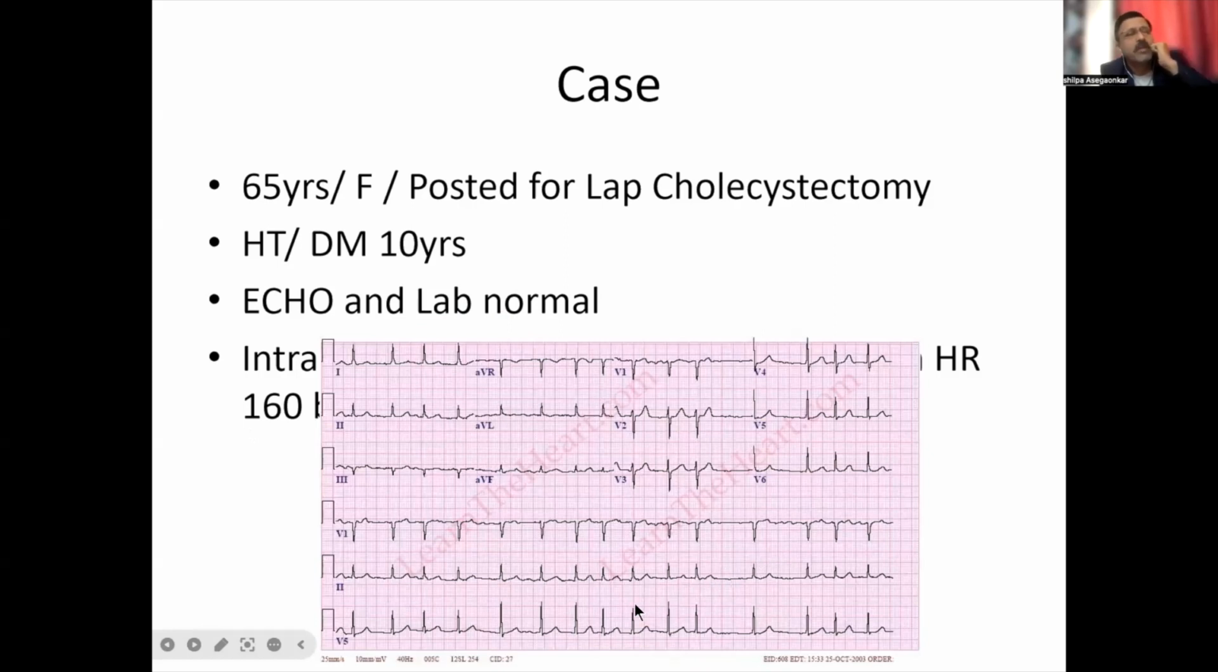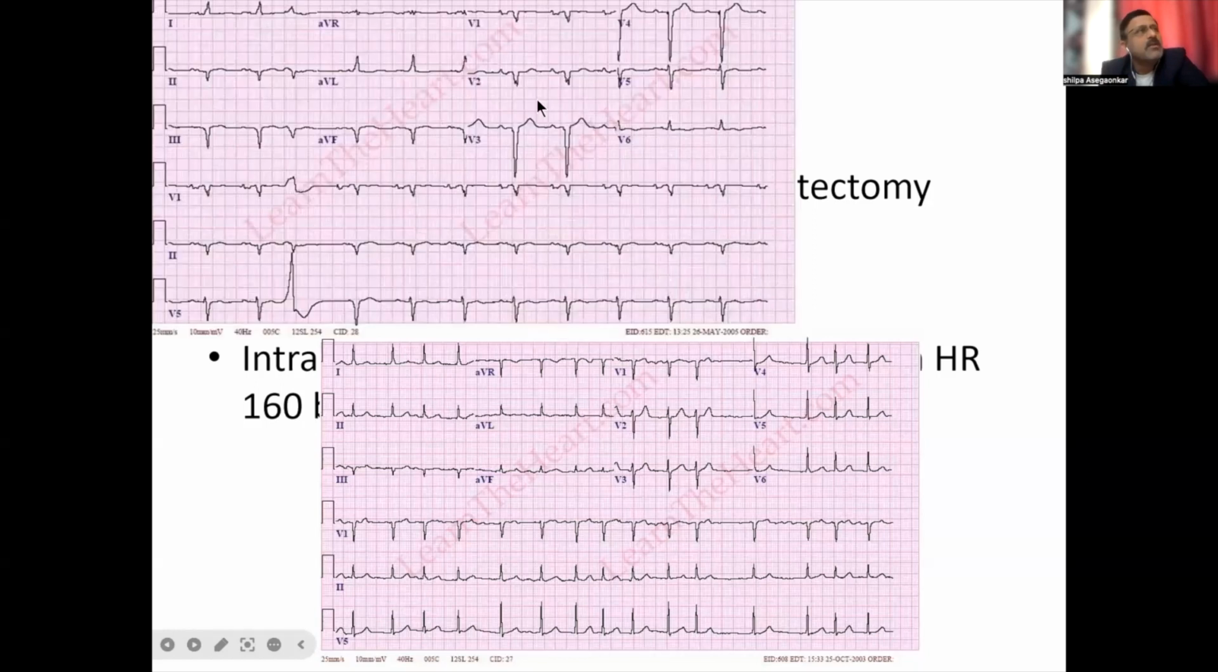How is atrial fibrillation to be identified? Change in RR interval with unsteady baseline is the classical feature of atrial fibrillation. Now, can you predict that atrial fibrillation will occur in a patient from the pre-op ECG? Yes, many times you can predict. How can you predict it? You have to look at the morphology of the P wave.